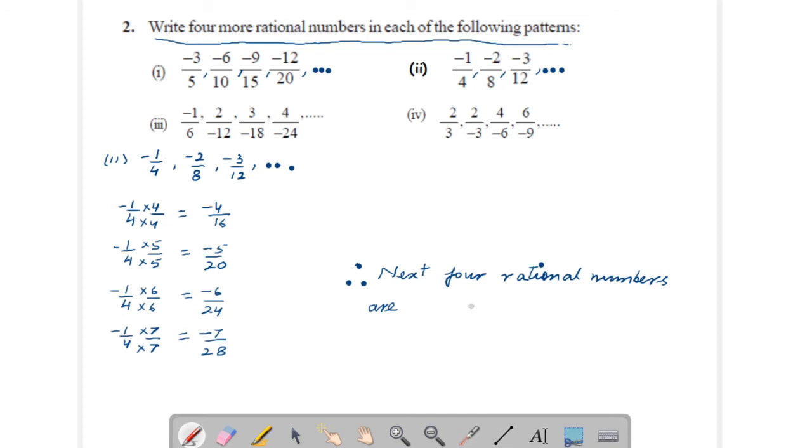Therefore, next four rational numbers are minus 4 upon 16, minus 5 upon 20, minus 6 upon 24, minus 7 upon 28. This is your answer.